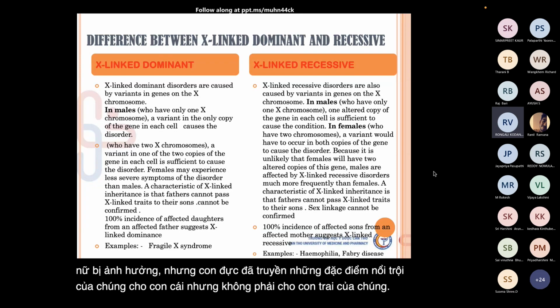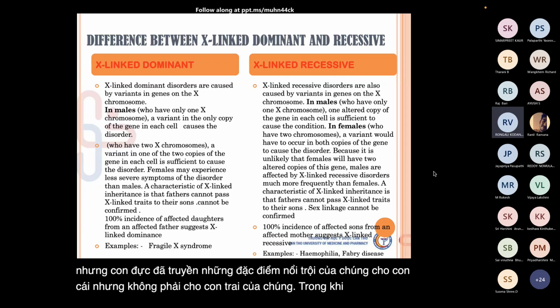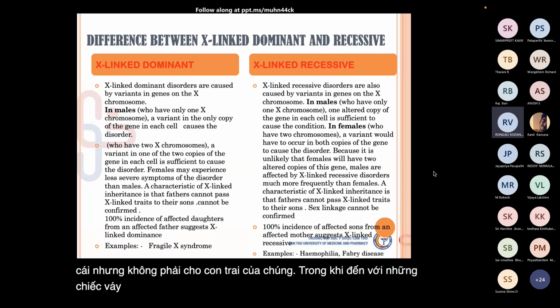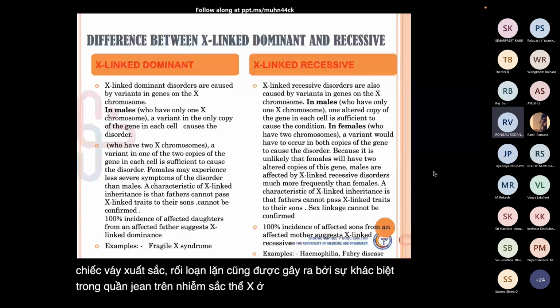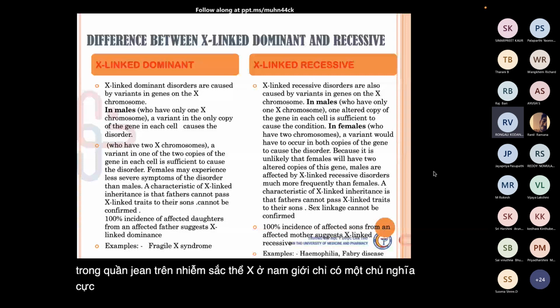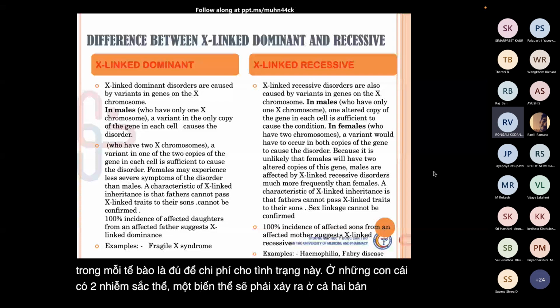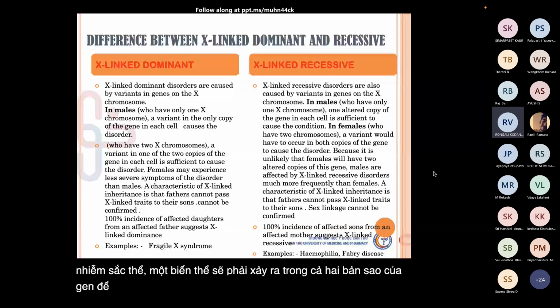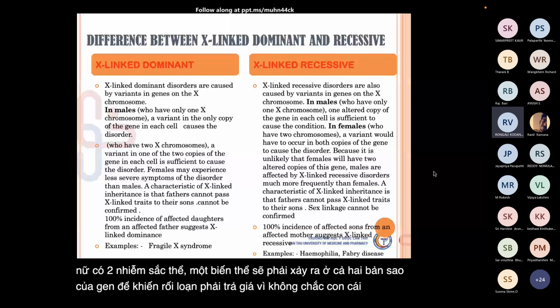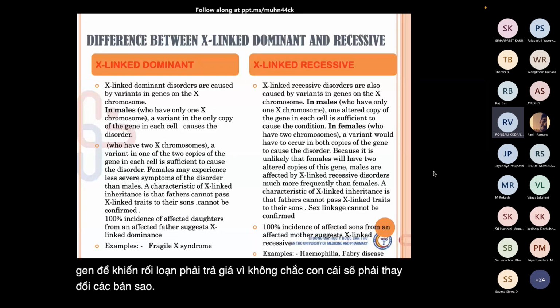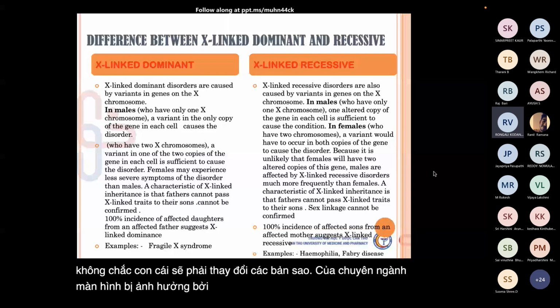Coming to X-linked recessive, disorders are also caused by variants in genes on the X chromosome. In males who have only one X chromosome, one altered copy of the gene in each cell is sufficient to cause the condition. In females who have two X chromosomes, a variant would have to occur in both copies of the gene to cause the disorder. Because it is unlikely that females will have two altered copies of this gene, males are affected by X-linked recessive disorders much more frequently than females.